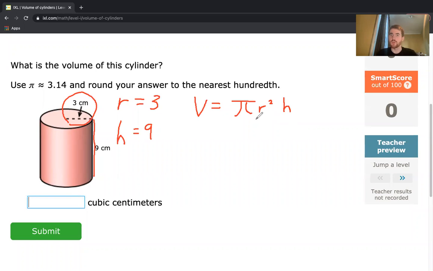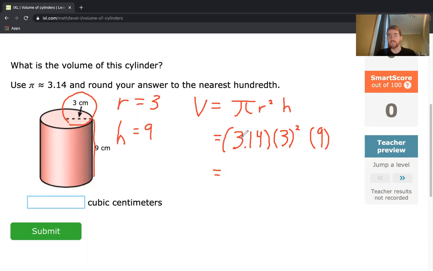Next step, substitute in the numbers we know. In this case, we're going to use 3.14 for pi, 3.14. Then multiply that by the radius squared, which is 3 squared. And of course, height is 9. So we're going to put that in there. We multiply all this together, we're going to get the volume.